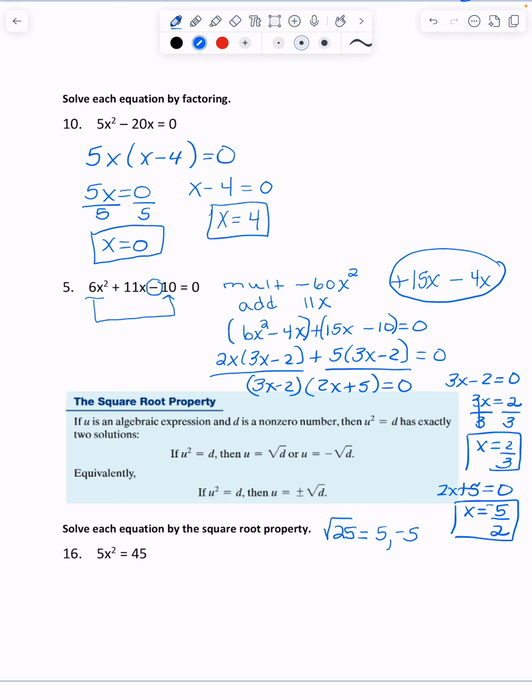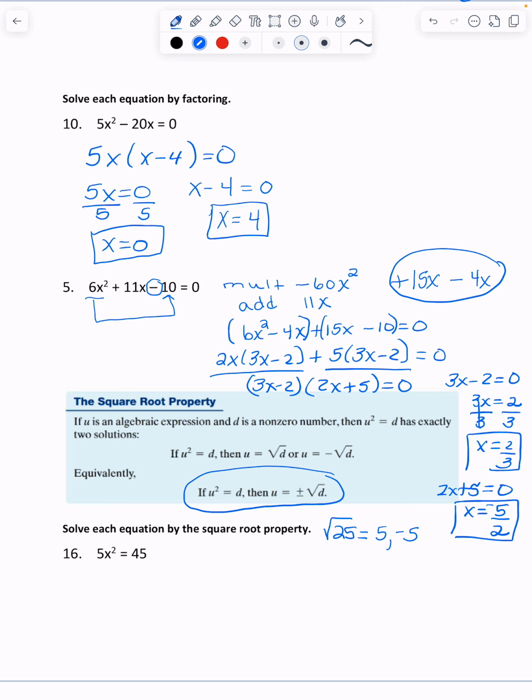So what we're reviewing here is that when I am solving for something that is squared and I take the square root of both sides, I always get plus minus. So let's talk about how to solve quadratics using the square root property. What you want to do is make sure that the squared part of the equation is by itself. Look at number 16. I want to get x squared by itself.